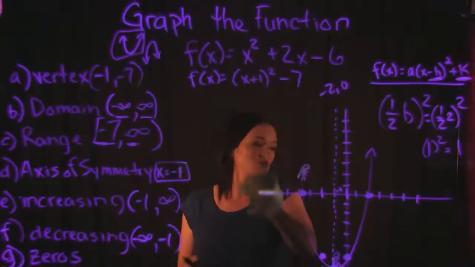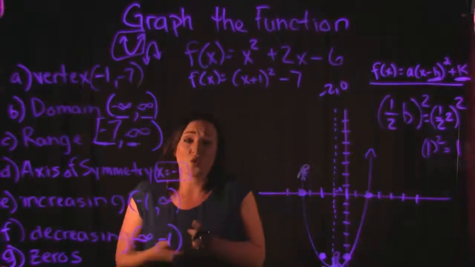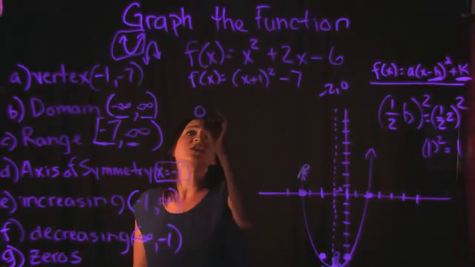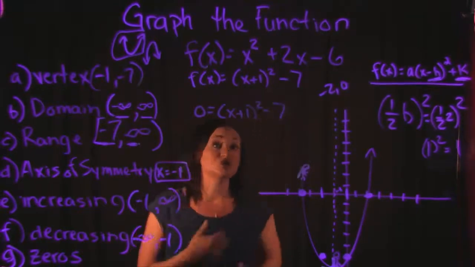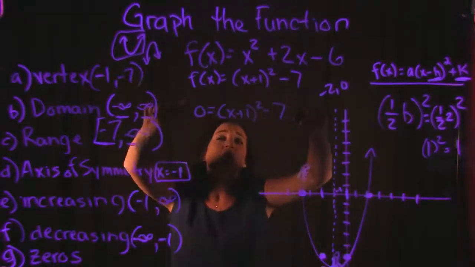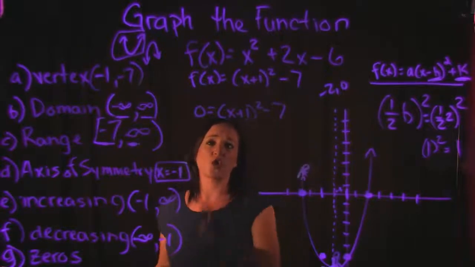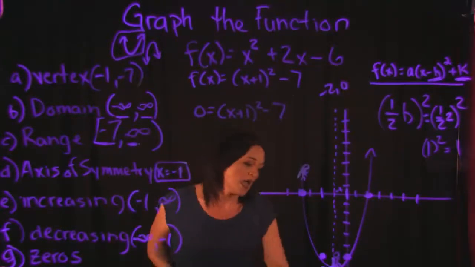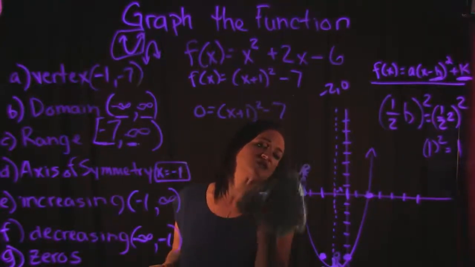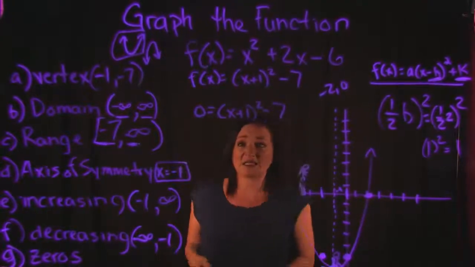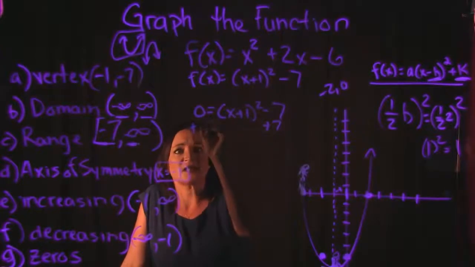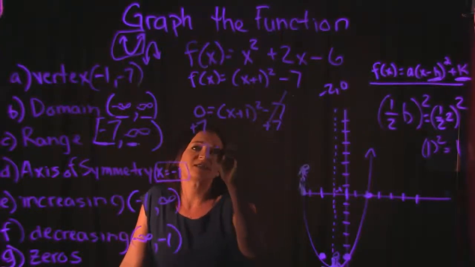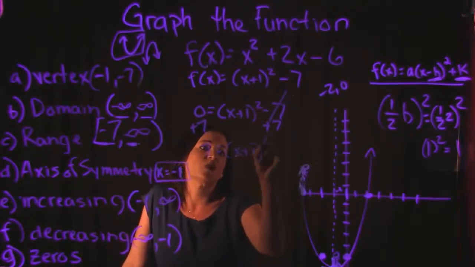So the way that you find zeros given any equation is you set the equation equal to 0 and then you solve it. So I'm going to take our equation here in vertex form, set it equal to 0, and what I get as my answer here is going to be my zeros. So if I'm solving this equation, the first thing I'm going to do is add 7 to both sides to give me 7 is equal to x plus 1 squared.